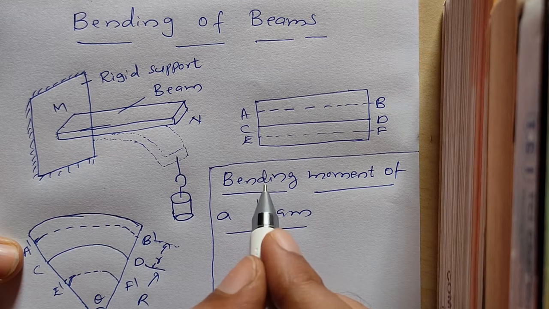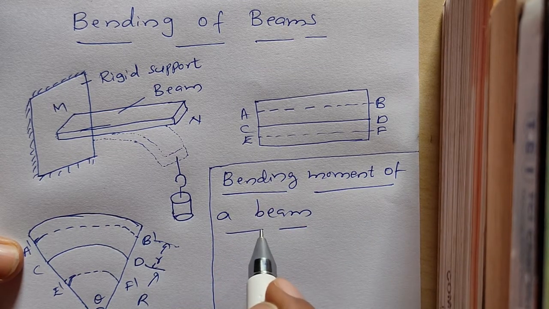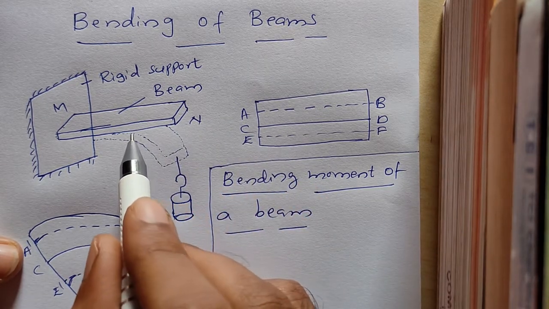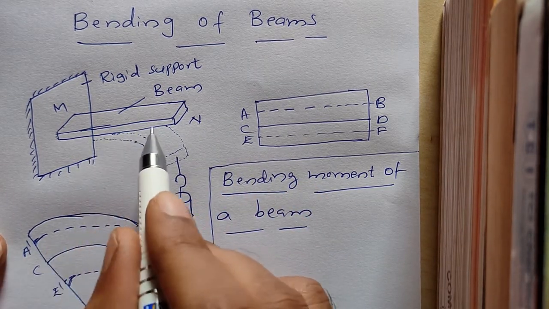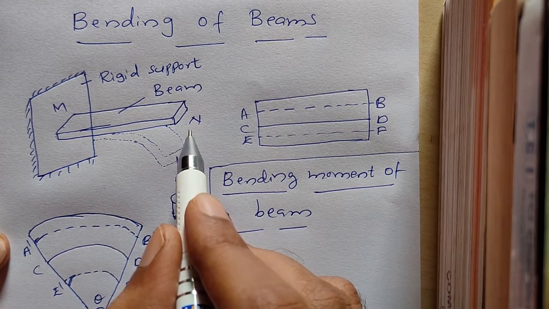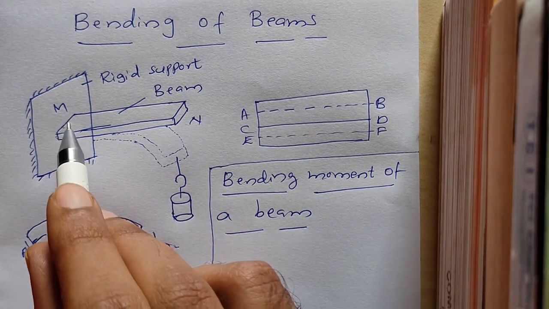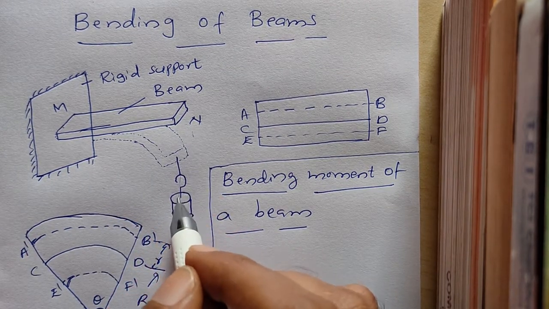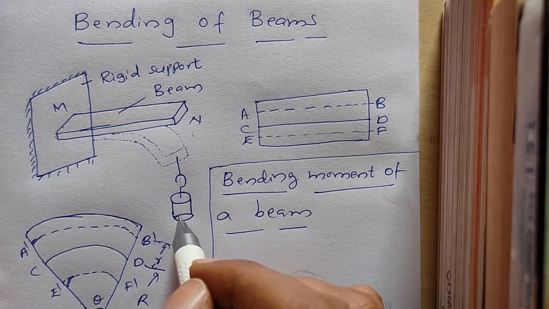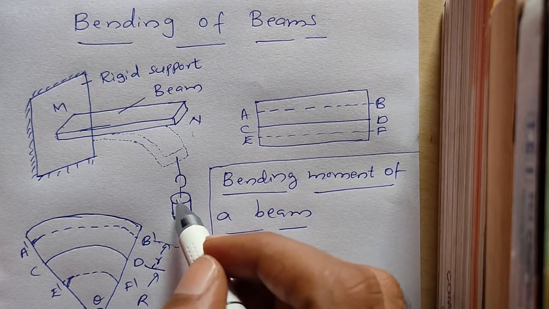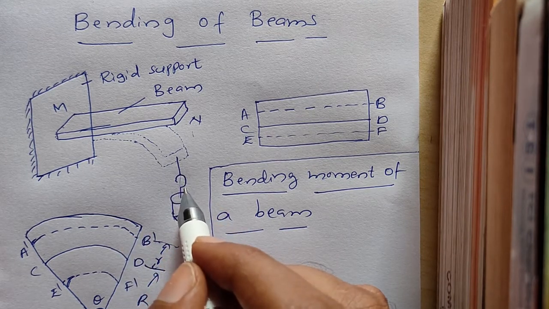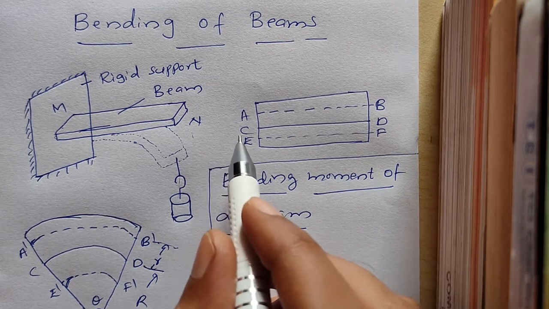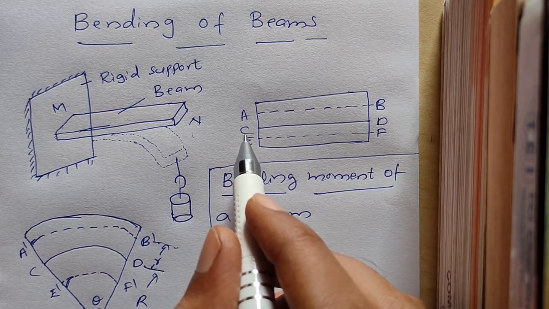Now I am going to derive an expression for the bending moment of a beam. Consider the uniform beam MN, whose one end is fixed, at M, and on the other side we add a load, at the point N. So a load is added here. We have already conducted the experiment in the lab, the cantilever bending.